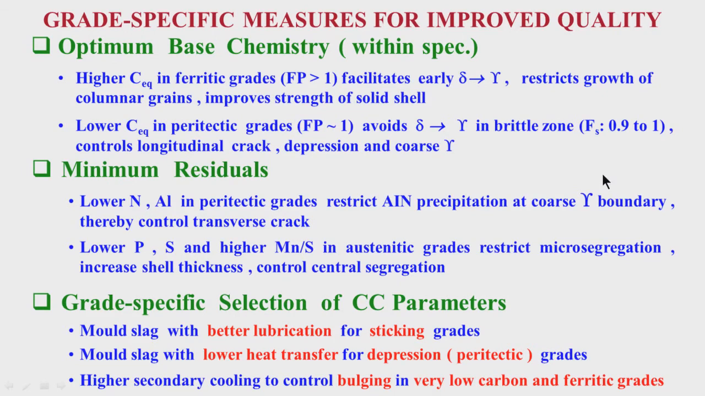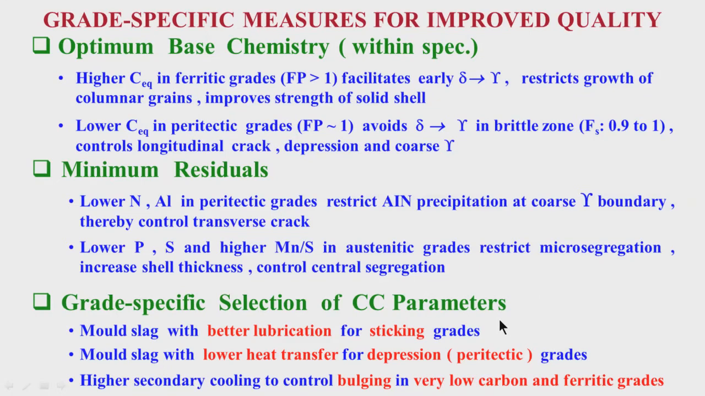Then you might have a chemistry like very high carbon, say more than 0.3, 0.35 or more than 0.5, or in the stainless steel family a grade like 310 or 310S, which is totally austenitic solidification. There, during solidification the shell is thin because of pronounced microsegregation of phosphorus, sulfur and other elements. So if you understand how the solidification is taking place, whether it is a depression prone grade or a sticking or bulging prone grade, accordingly we have to decide the casting parameters.